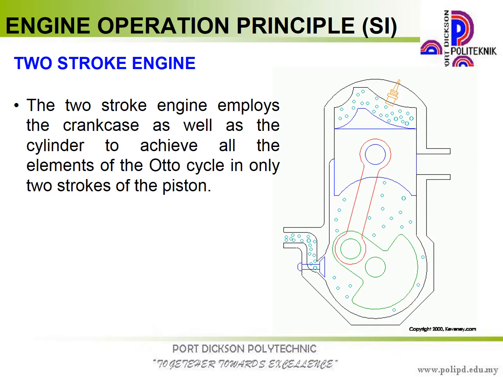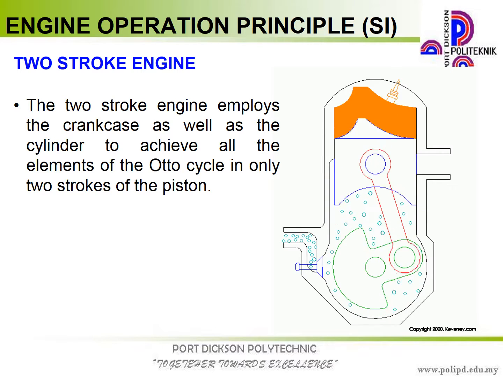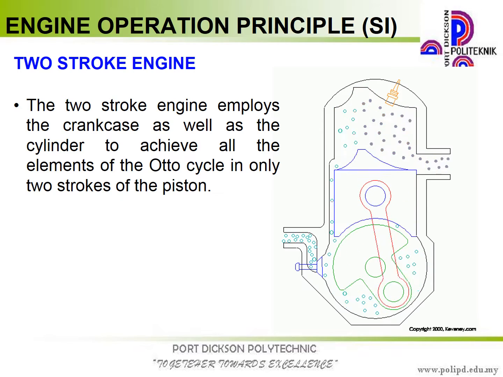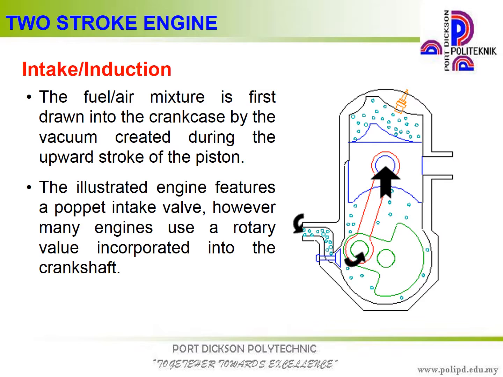2-stroke engine. The 2-stroke engine employs the crankcase as well as the cylinder to achieve all the elements of the Otto cycle in only 2 strokes of the piston. Intake, or induction, for a 2-stroke engine: the fuel-air mixture is first drawn into the crankcase by the vacuum created during the upward stroke of the piston. The illustrated engine features a poppet intake valve. However, many engines use a rotary valve incorporated into the crankshaft.